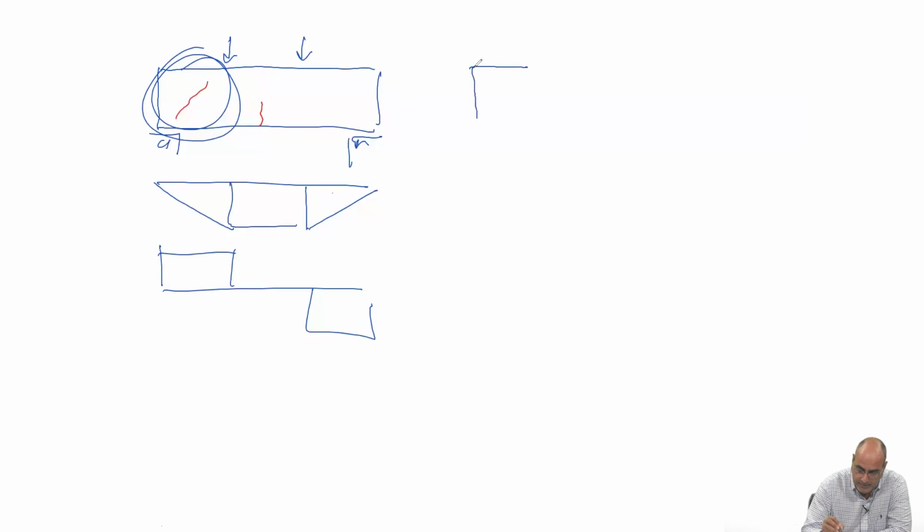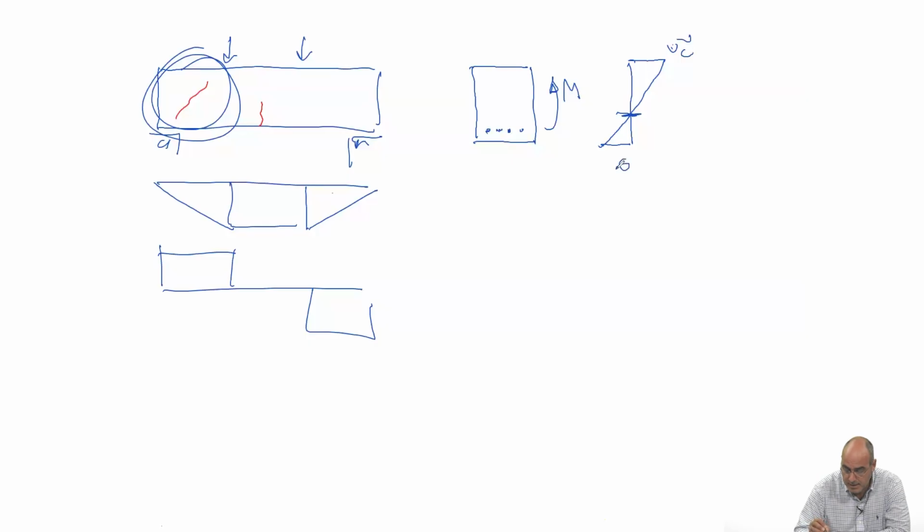Well, if you have a reinforced concrete cross-section under bending moment, what you do expect as stresses is something like this. And here is your neutral axis. This is compressive stress. This is tensile stress. And when this becomes larger than the flexural tensile strength, you form the crack.